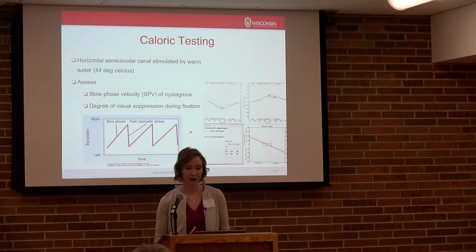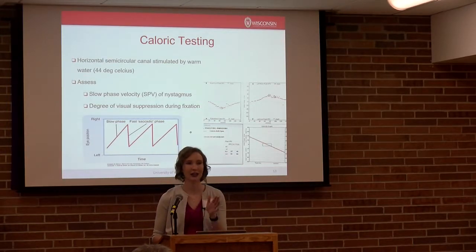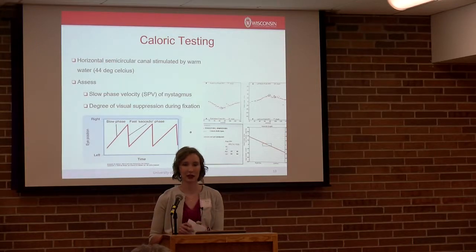So the degree of visual fixation suppression is also very important in this test. At a point in the test, a red dot will come on in their goggles, and they're asked to stare at the light. And as they fixate and stare at the light, their eye beating should decrease.